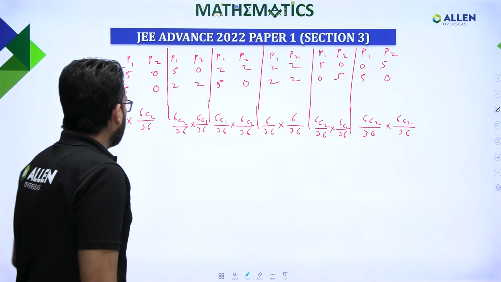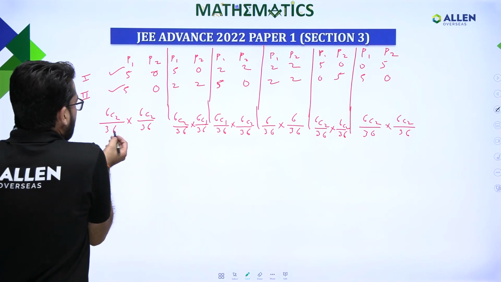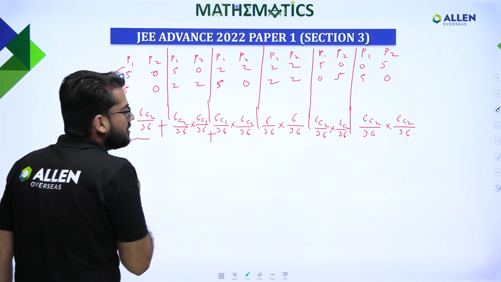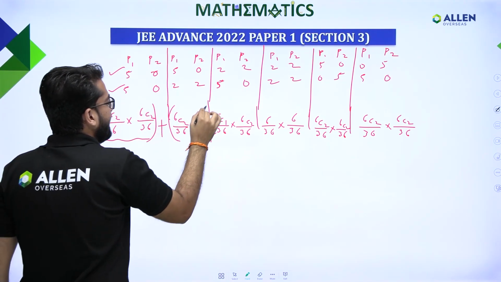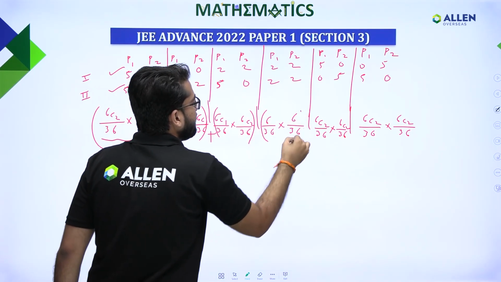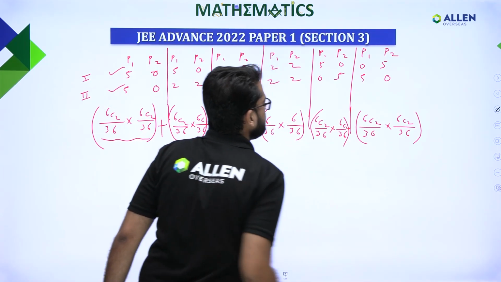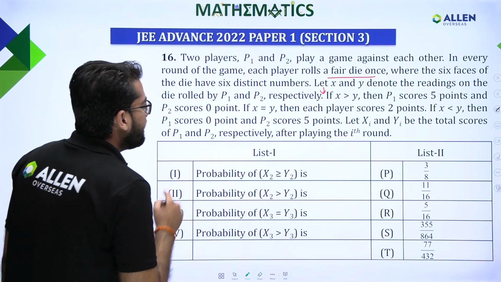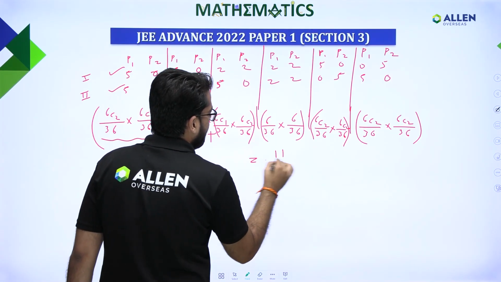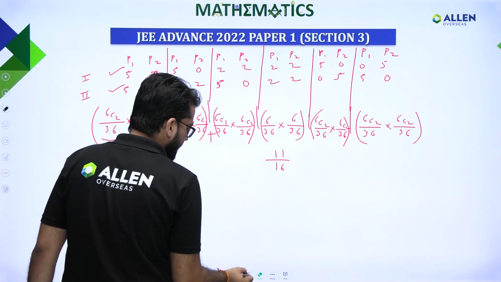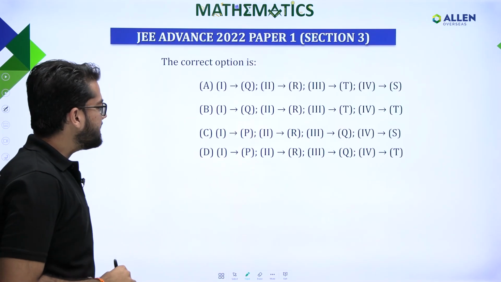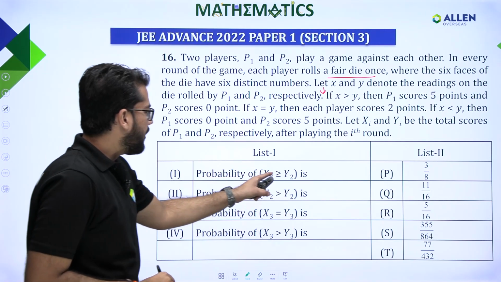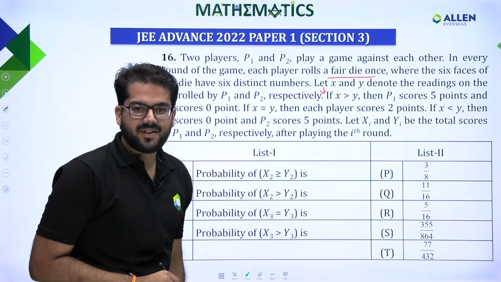Now, this may be a possibility, or it may be a possibility, or it may be a possibility. So add these all, then you have the final one, that is what? When you solve this, then you have the answer, that is 11 by 16. Fine. When you solve this data, you will get 11 by 16. And you can see here, 11 by 16 we have, that means for Q, we can match the probability for X2 greater than or equal to Y2, we have 11 by 16. Are you getting my point?